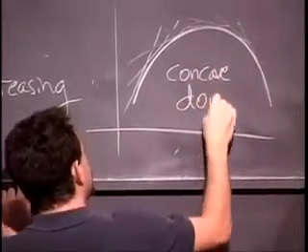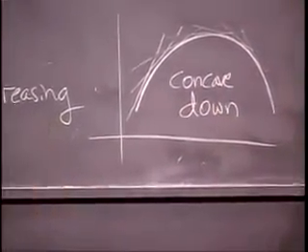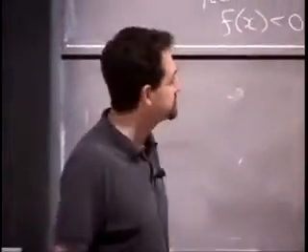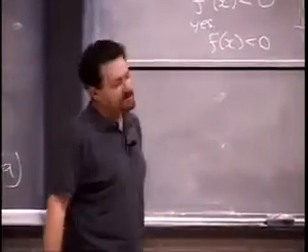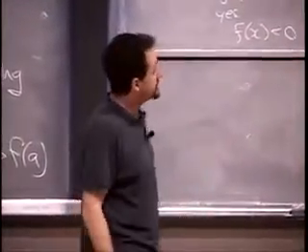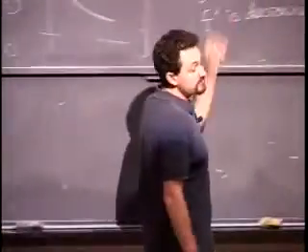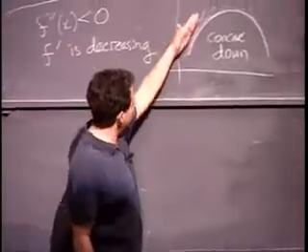In my student's phrase, it's down like a frown. It's a sad face. So concave up like a cup, down like a frown, whatever. However you remember it, you need to know the difference between them, and you do need to appreciate that you can have a negative second derivative and a positive first derivative, just like over here.